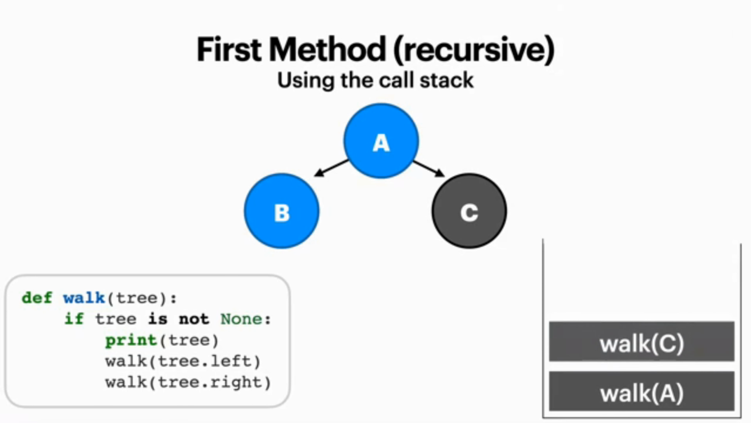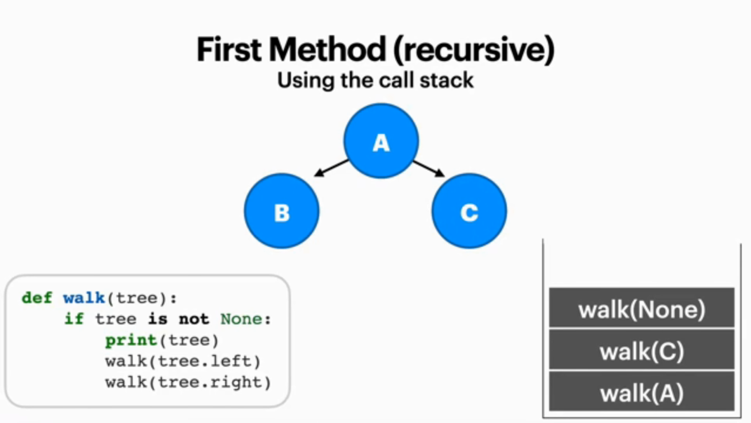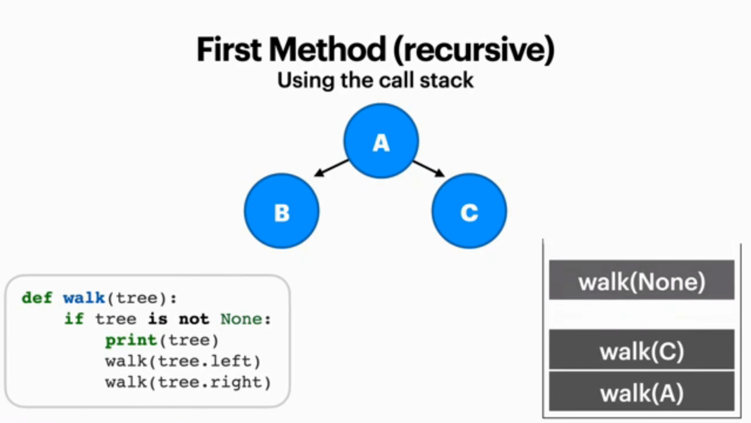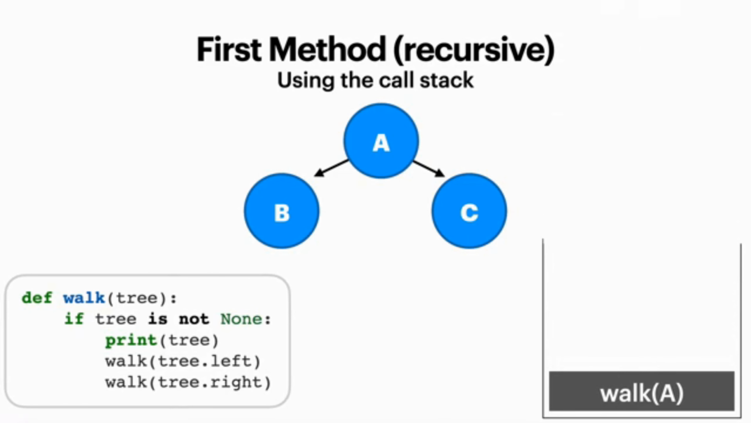So you can see that's pushed onto the call stack, and once again C has no children. It's going to do the first call to walk tree.left, which is not going to go anywhere. That's going to get popped off the stack. We're going to do the second call. It's going to get returned, and it's going to get popped off the call stack. And now the call to C is finished, so it gets popped off. And finally the call to A is now finished, so it's popped off too. And that is how the call stack would work as we perform our depth first search.